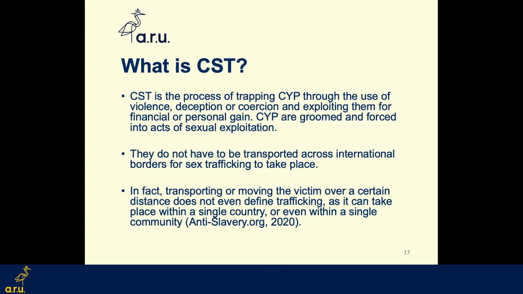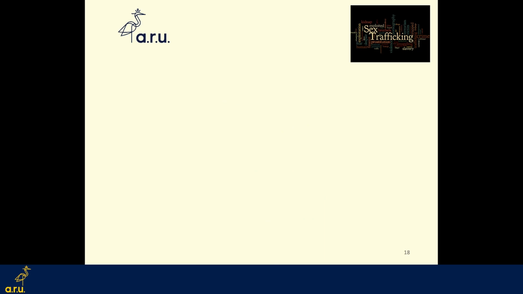And in fact, transporting or moving a victim over a certain distance doesn't even define trafficking, as it can take place within a single country or even within a single community. Someone can be trafficked in the same village, town, or city. So how do we define this?